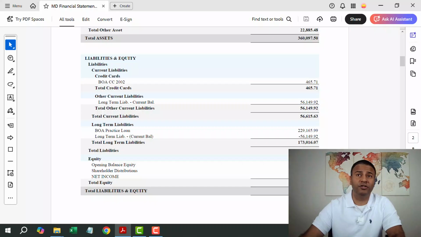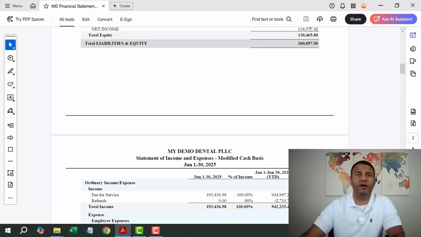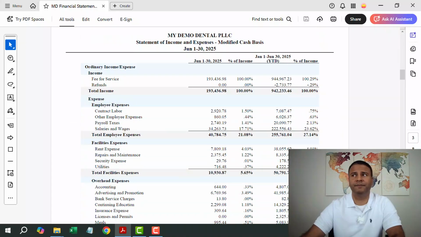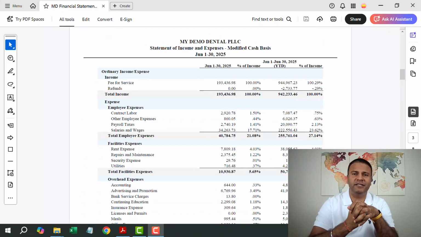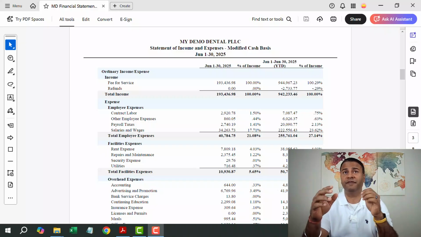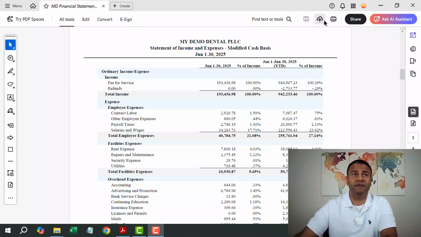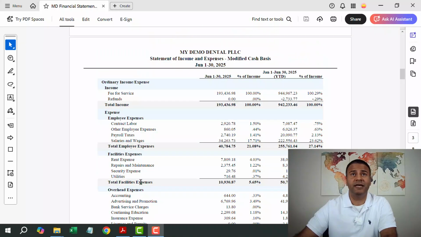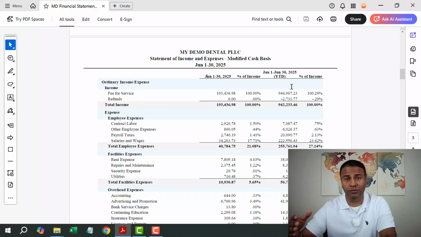Now, let's go to the statement of income and expenses, or more commonly known as profit and loss statement. Statement of income and expenses is always for a specific period of time. So in this case, it's from June 1st to June 30th, 2025. If you notice, there are a few groups of income and expenses, and you will notice there are two columns. Column 1 shows June 1st to June 30th, 2025. Column 2 shows January 1st to June 30th, 2025. So this is a year-to-date column.